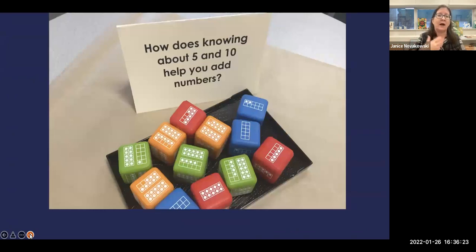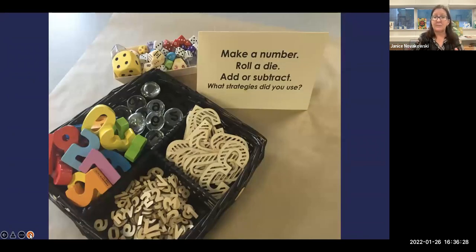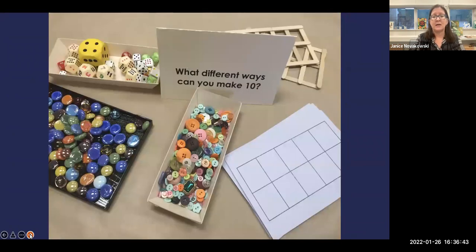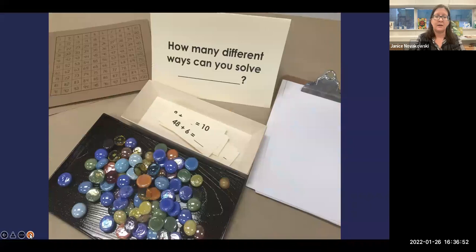So just some examples. How does knowing about 5 and 10 help you add numbers with 10 frame dice? A math game that they could make up at their just right level. So choosing a dice that they think would work for them, and then building numbers, whether they're 1-digit, 2-digit, or 3-digit numbers, adding and subtracting, and then thinking about what strategies they're using. Different ways to make 10, again, with different materials and structures like the 10 frame to support their thinking about decomposing and composing numbers. And then how many different ways can you solve? So not just one way, again, really nurturing that flexibility and that fluency with thinking about numbers in different ways and providing some tools to support them.